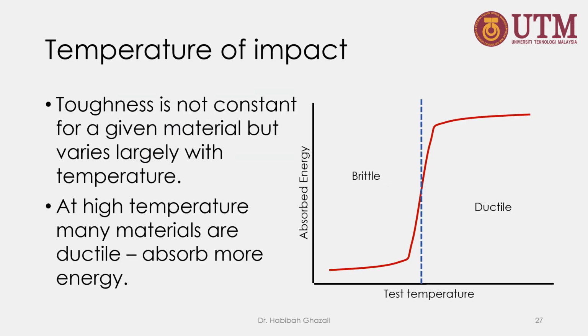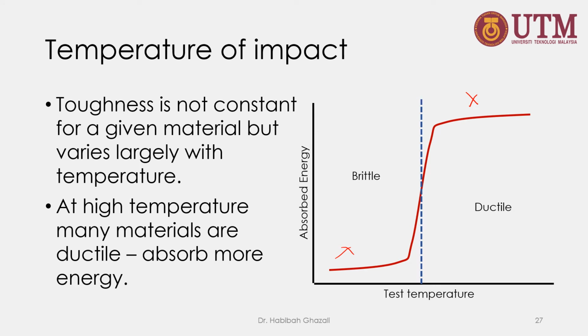That's why we have this impact energy test. It is to determine if our impact energy is over the high side here, which means that this material is going to be ductile, or you're probably going to have an impact energy on the lower side here. This means that your material is brittle. But toughness is not constant for a given material, it varies largely with temperature.